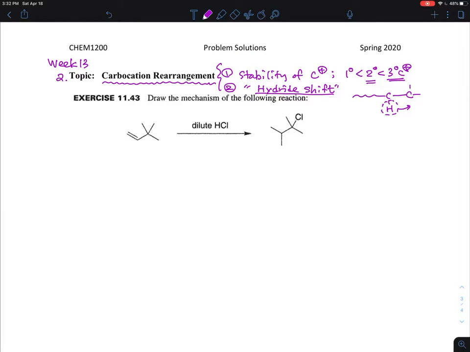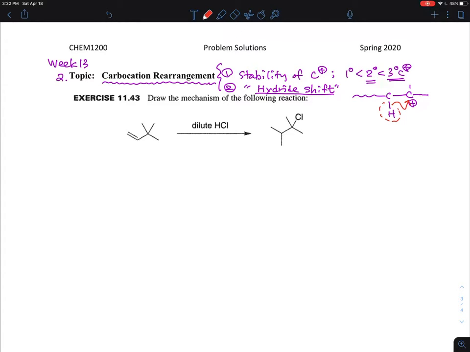One thing I want to make clear, because there are so many notations, is the better way to say it. Let's say you have this carbocation here, and a hydride shift is about those two electrons being connected this way. This is a hydrogen with two electrons shifted. That's why it's called a hydride shift.